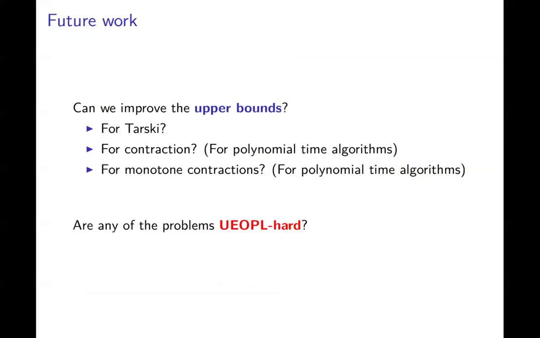As future directions, starting from this work, we can look for improved upper bounds for Tarski and contraction for polynomial time algorithms, or for monotone contractions, again looking into the polynomial time algorithms space. Additionally, an interesting direction relating to computational complexity is whether any of these problems are UEOPL-hard.